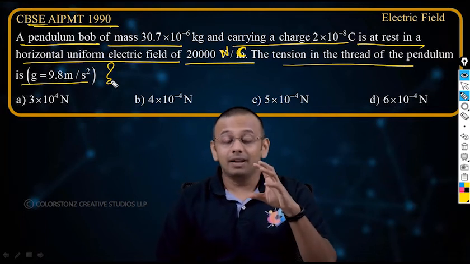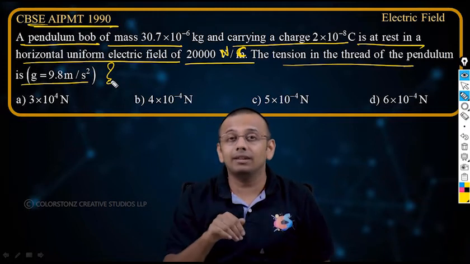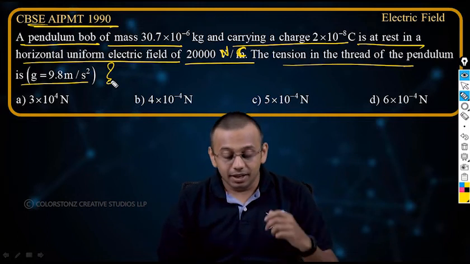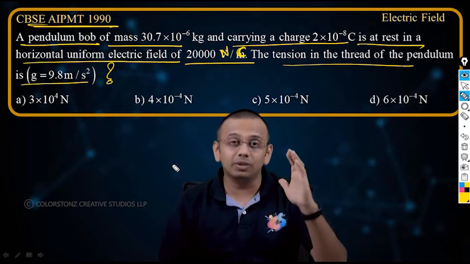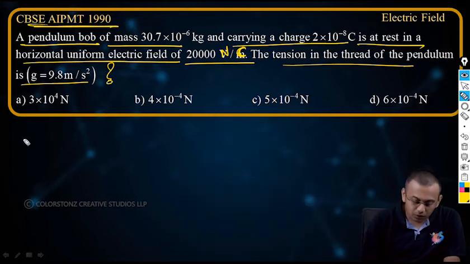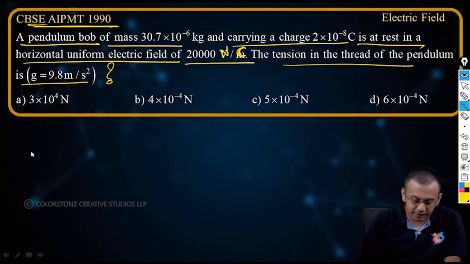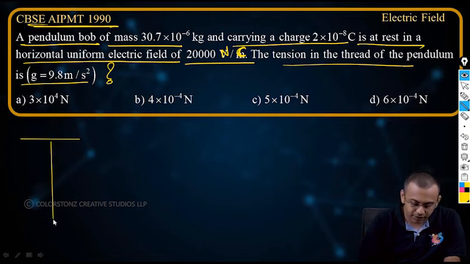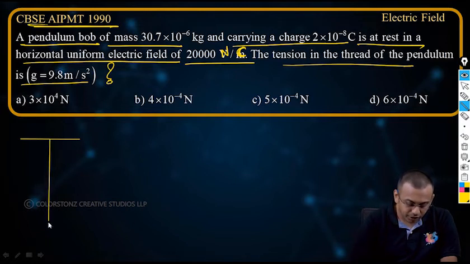Now we have seen what happens when there is a vertical electric field. So there is an extra vertical force either downwards or upwards. But if there is a horizontal electric field, then the pendulum will have a tendency to get shifted towards the right. So what is going to happen is this. Let me try to draw the setup. So let's say this is our support, and initially the pendulum is like this, vertical. But because of the electric field, it is going to get deflected and it is going to come here.